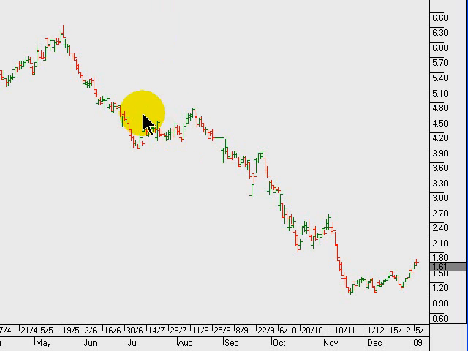Right now we're looking at a daily chart, and we can see it's nicely stair-stepping down. It's in a big downtrend. You can see it's lost a lot of value. High up here was $6.60. Low down here was basically 90 cents to a dollar.